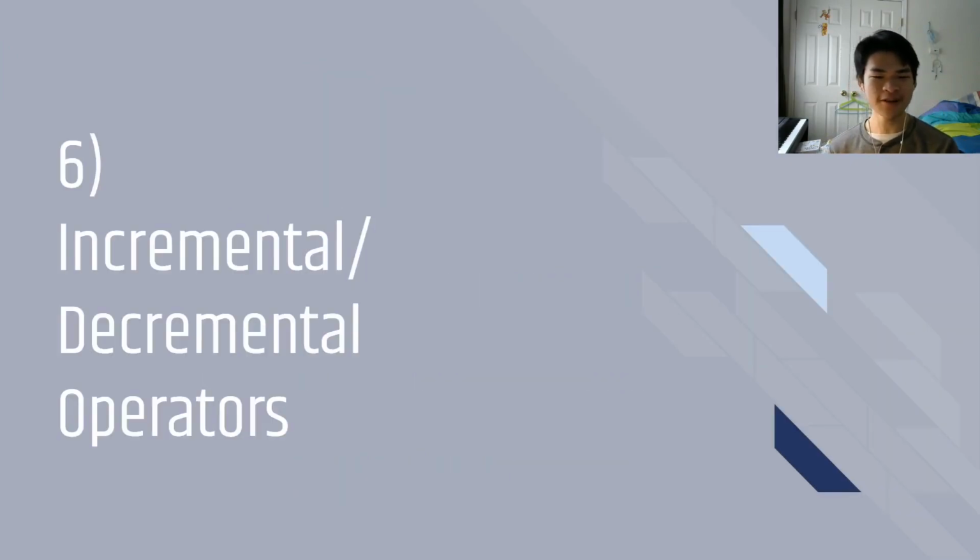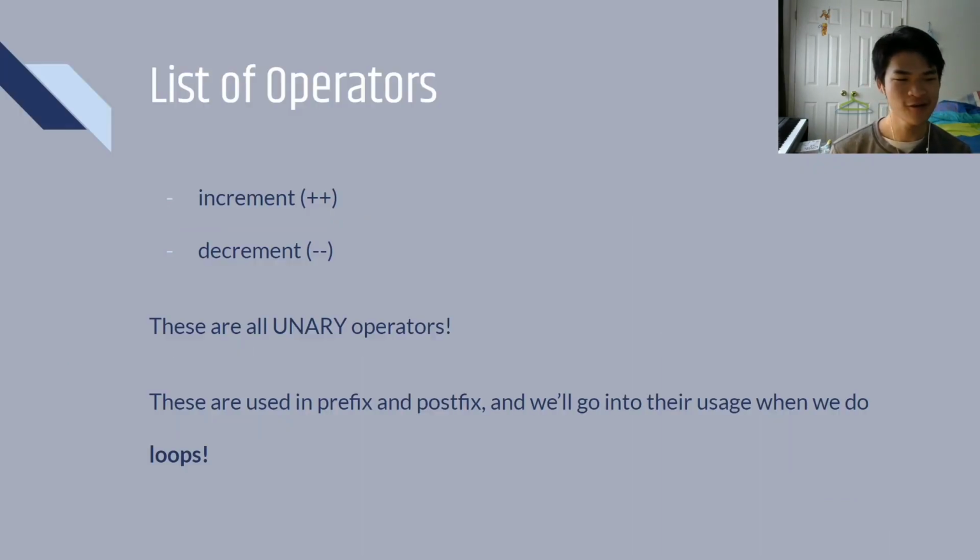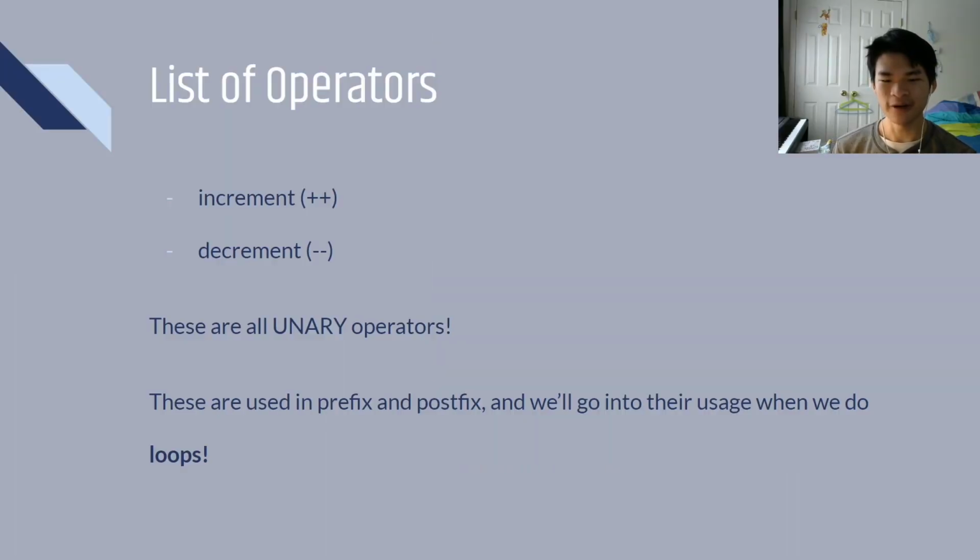Finally, we have the incremental and decremental operators. Again, these are just fancy words. In other words, it just means increase and decrease, high and low, up and down. These are all unary operators, and they'll be used in prefix and postfix. Now, we're going to get into all of that weird stuff when we do loops, so you don't have to worry about what they do for now. All you have to know is that they exist.